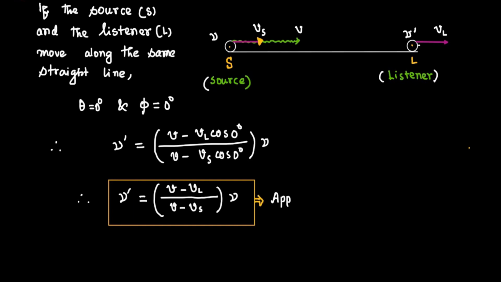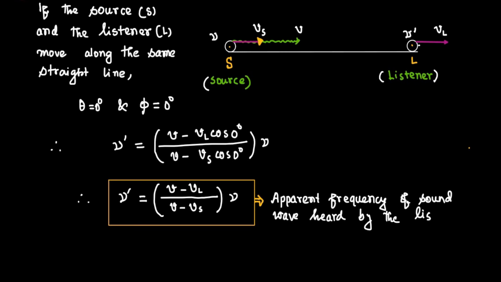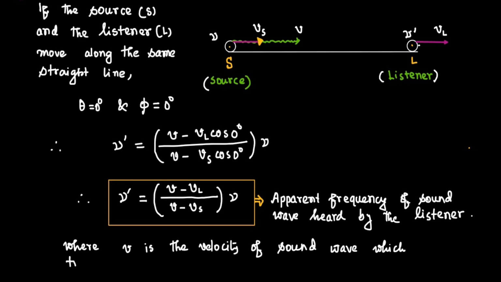So this is the apparent frequency of sound wave heard by the listener, provided both source and listener are moving in the same direction, where v is the velocity of sound wave which travels from the source to the listener.